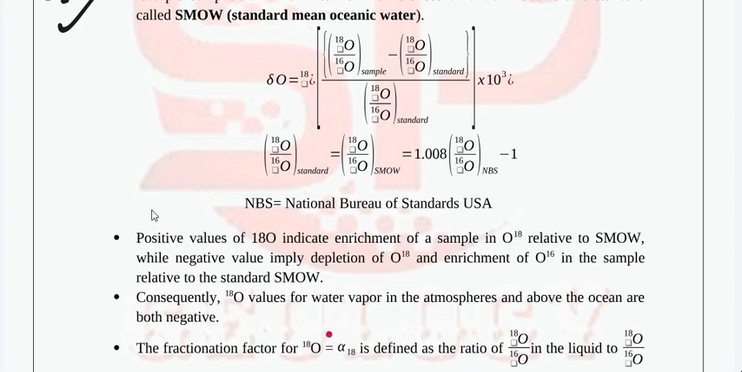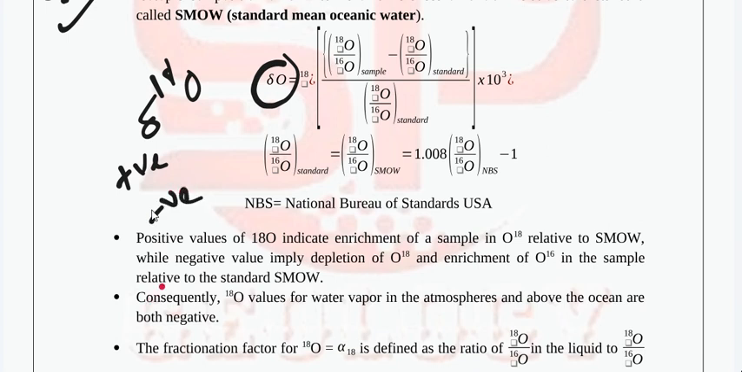So another thing: delta 18O, if delta 18O is positive, then it indicates enrichment of the sample in oxygen 18. So oxygen 18 will be enriched if it is positive. If it is negative, the sample will be enriched in oxygen 16. Like that, in the case of carbon 13, if the delta C13 value is positive, then it will be enriched in 13, and if negative, then it will be enriched in 12.